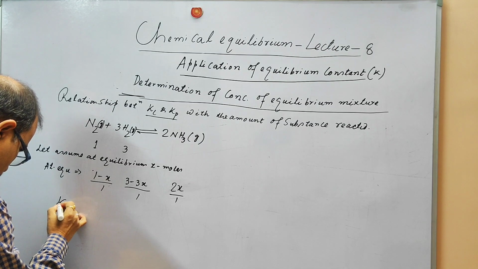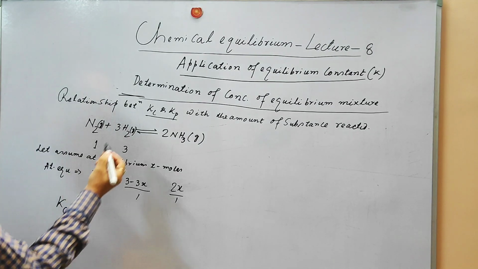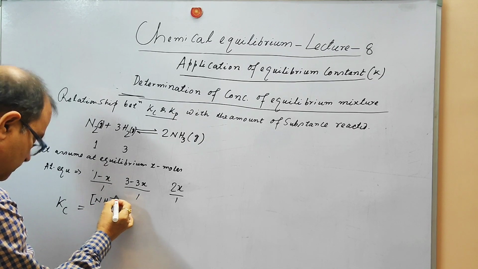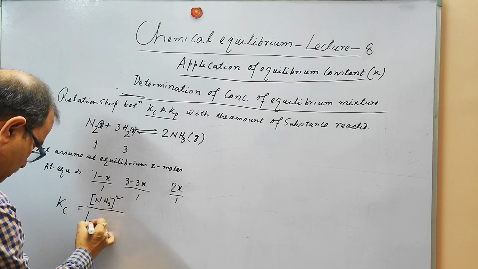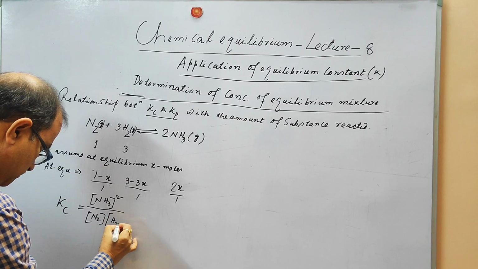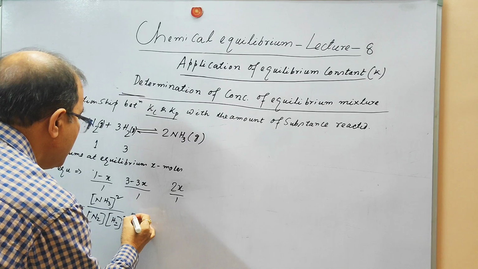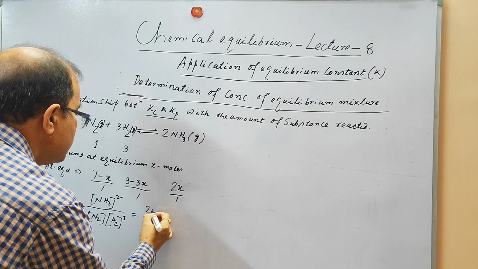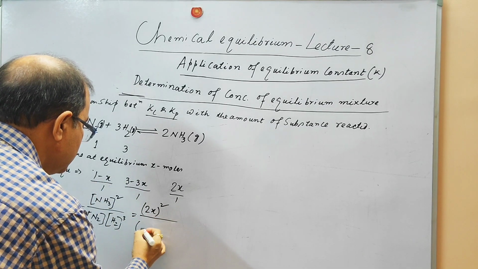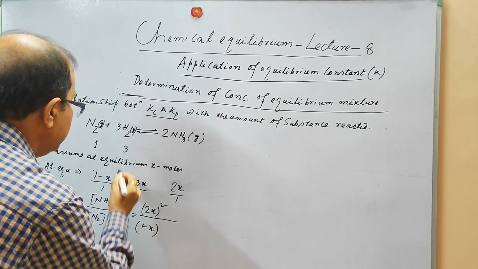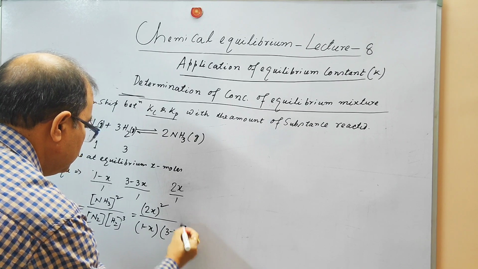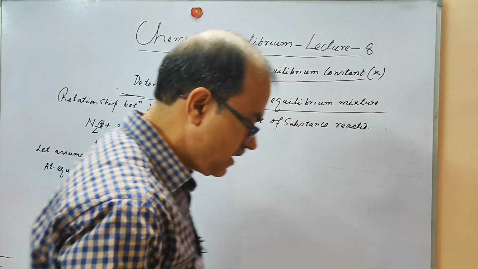So we now calculate the Kc, that will be given by the concentration of NH3 whole squared divided by the concentration of nitrogen and the concentration of hydrogen cubed. We will put these values. So what we get is 2x whole squared divided by N2, which is 1 minus x, and this will be 3 minus 3x whole cubed. This is the relationship we can find in terms of Kc.